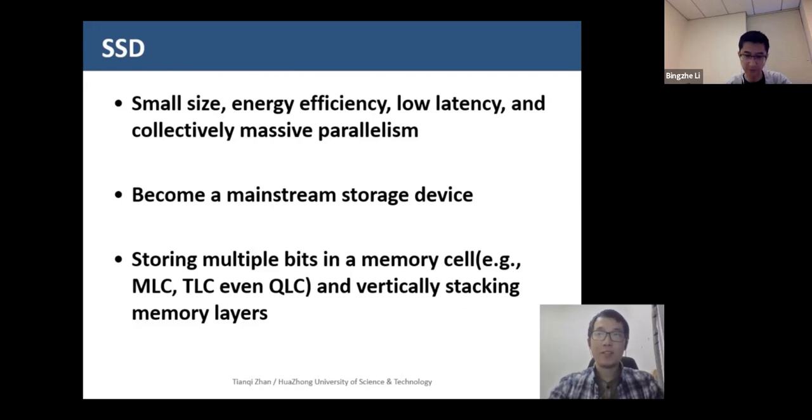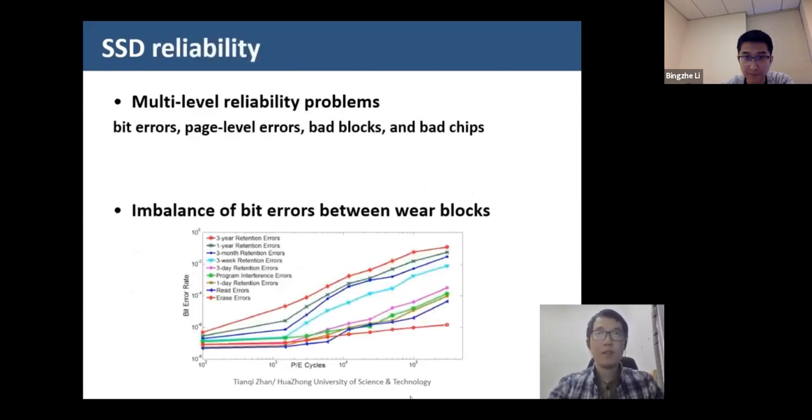The popularity of SSDs is fueled by the continuing drop in cost per GB, which in turn is achieved by storing multiple bits in a memory cell, and vertically stacking memory layers. Unfortunately, capacity growth is accompanied by reliability problems. There exist multi-level reliability problems of flash memory, which include bit errors, page level errors, bad blocks, and bad chips. And there exists the imbalance of bit errors between different blocks.